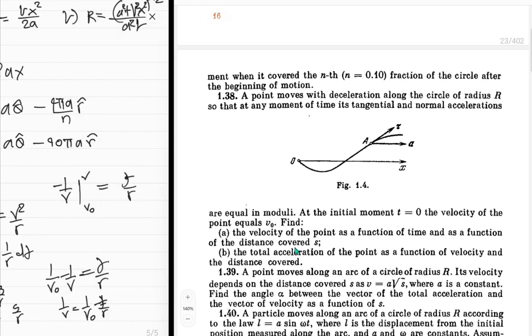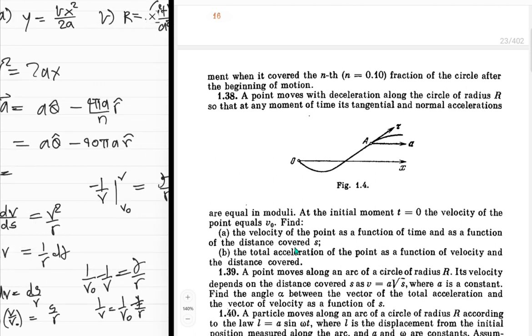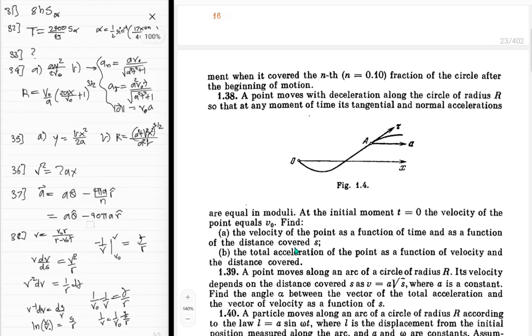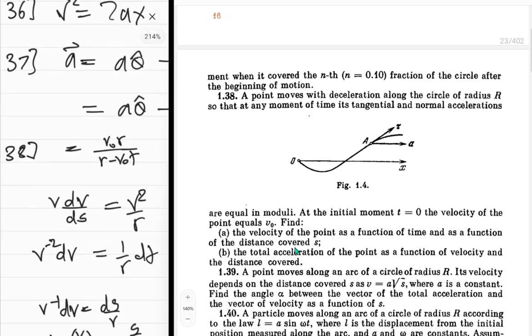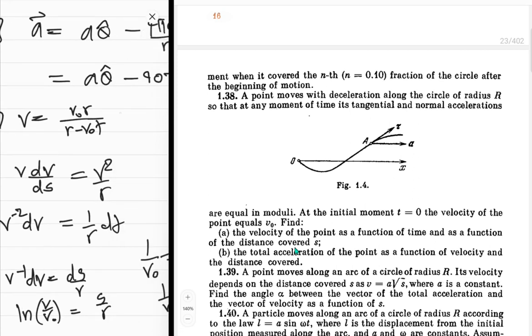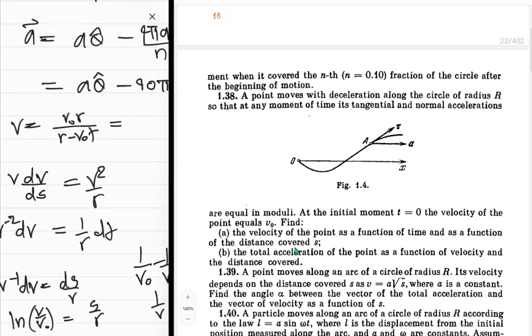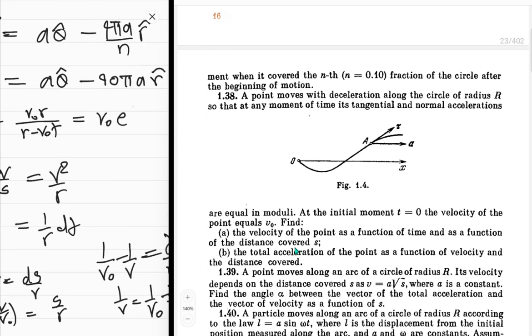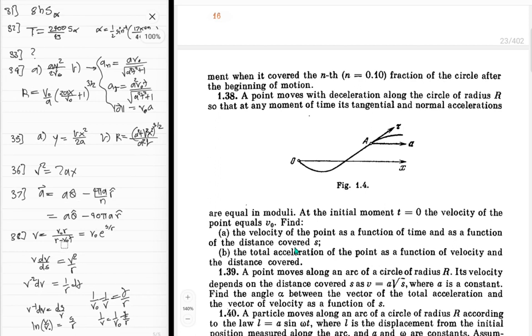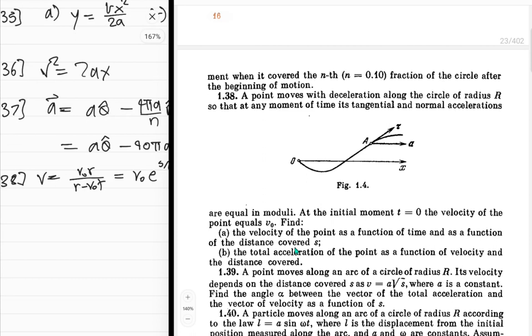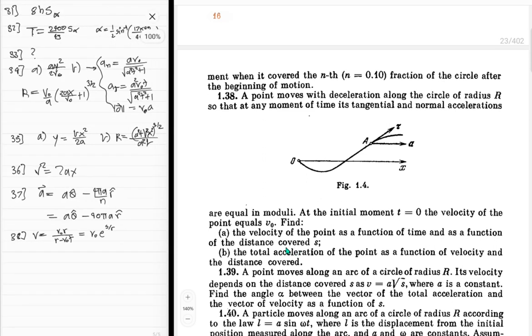So v is equal to v naught r on top, and r minus v naught t in the denominator. That is velocity in terms of time. And in terms of distance, this will be v naught e to the power s upon r. This is crazy. Exponential, seriously. Okay, fine. So you got part a. Let's go to b.